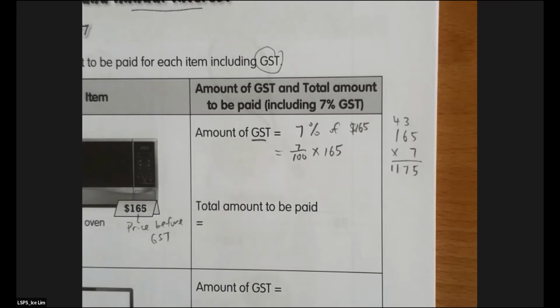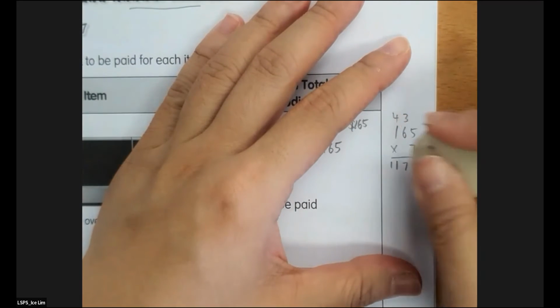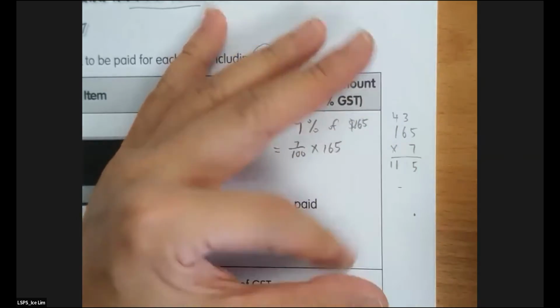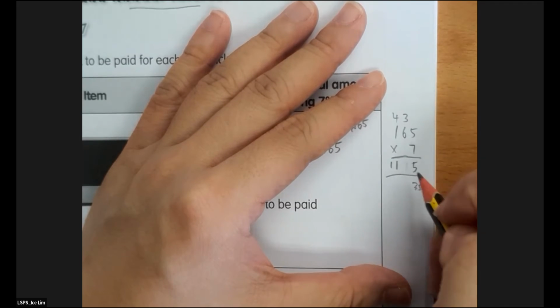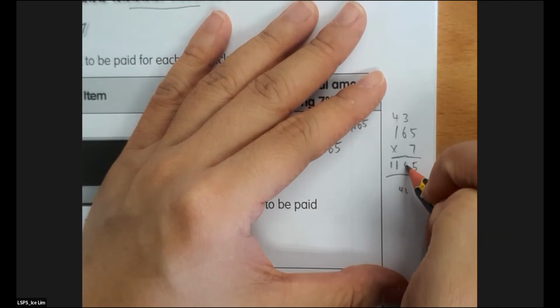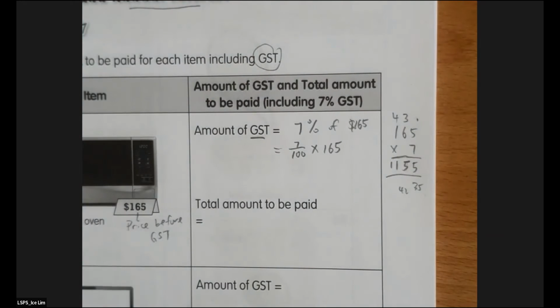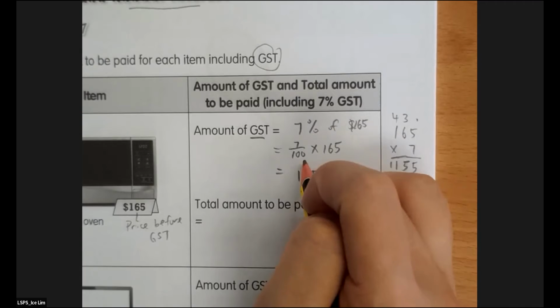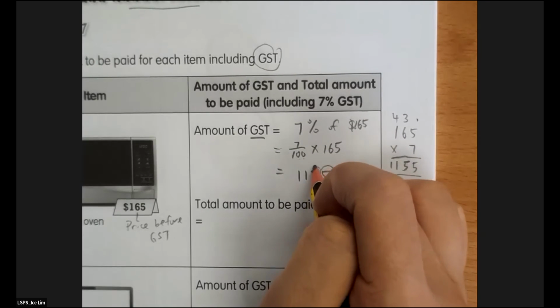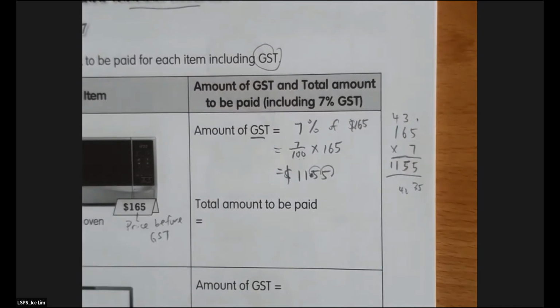5 times 7, 35. 6 times 7, 42. 42 plus 3, 45. 4 plus 7, 11. So I have 1,155, but I mustn't forget the 2 decimal points. So the amount of GST will be $11.55.